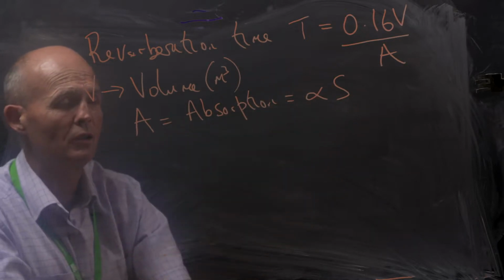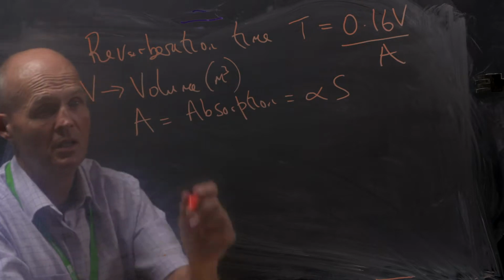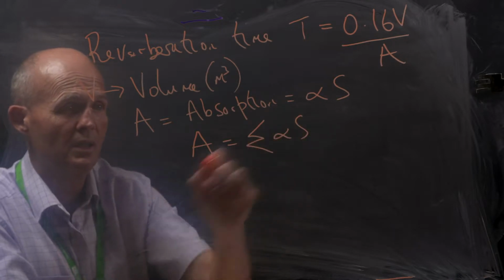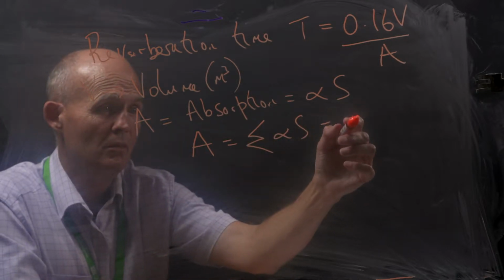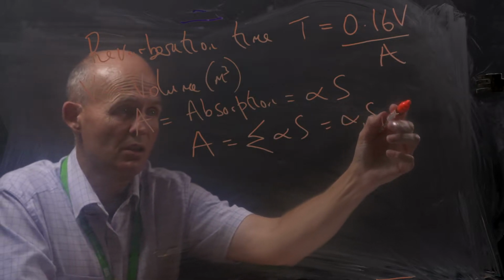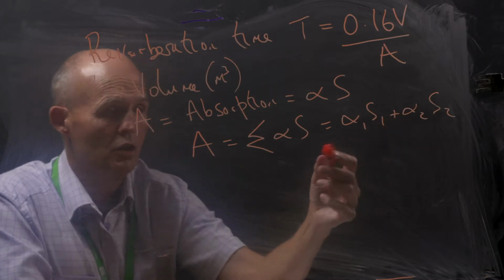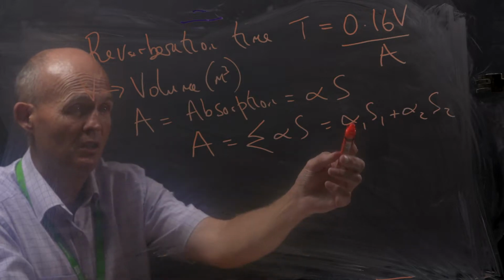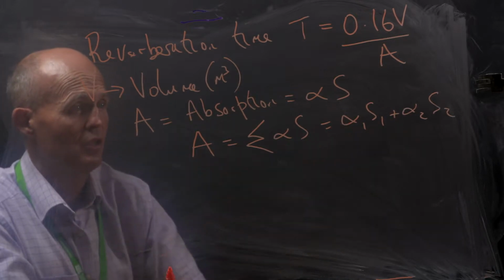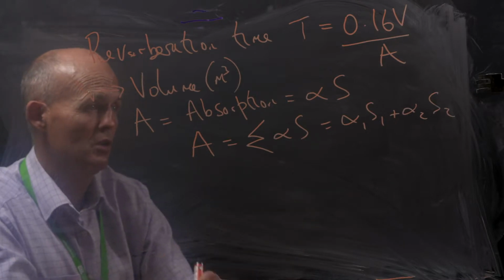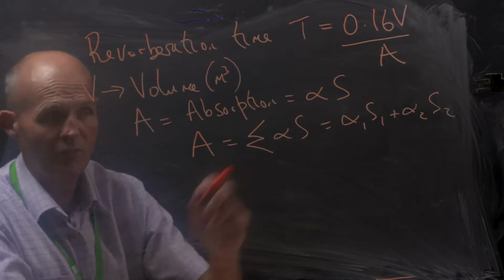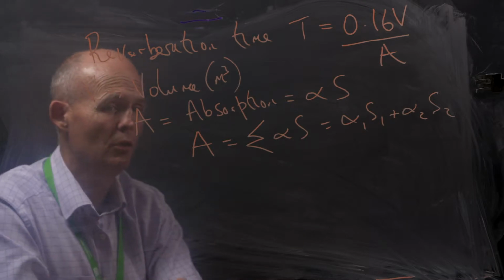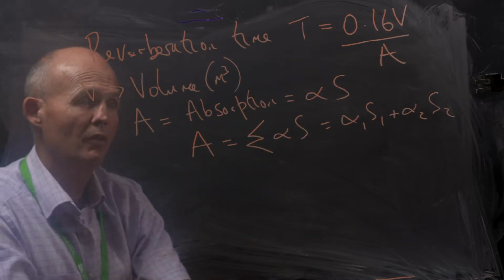Now, because a room has multiple surfaces or surface types, we often express the absorption as the sum of alpha times S. All that means is that you take on board the individual surfaces in the space. So alpha 1 and S1 could be the surface area and absorption coefficient of the ceiling. Alpha 2 and S2 could be the corresponding values for the plasterboard on the walls. You might have multiple surface types in a room, five or six, or only two or three, so you need to work out the amount of absorption in that space.